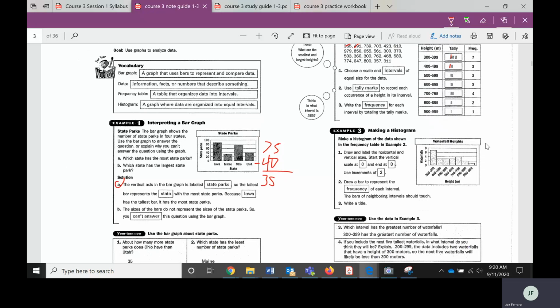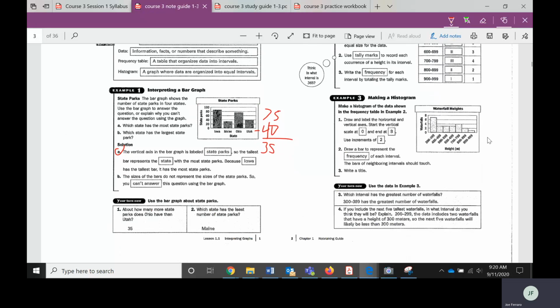Now, what you do with that information is you can make more of a visual graph, which looks just like a bar graph, but it's a specific type of bar graph called a histogram. On a histogram, the intervals go along the bottom, and the frequency goes along the vertical axis.